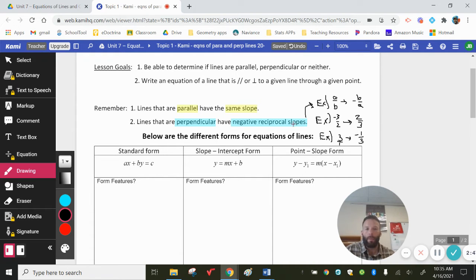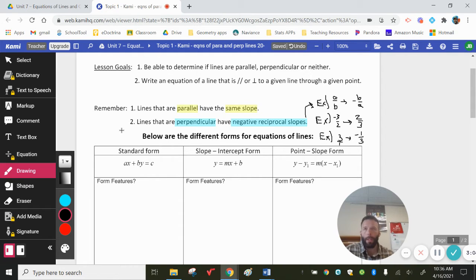Okay, so that's what negative reciprocal means: you take the value of that number, negate it, and flip it over. So if you start with a positive, your value will be negative. If you start with a negative, the value will be positive, and then you also flip it over.